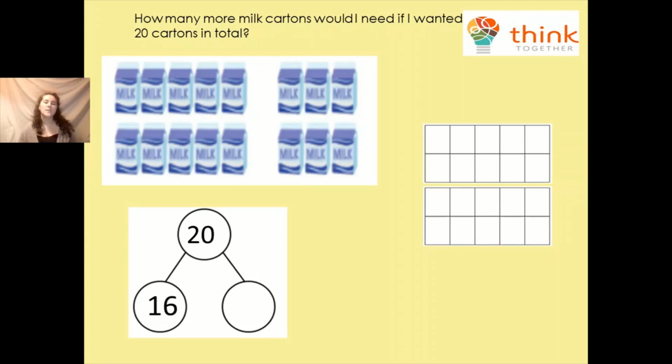Incredible. I need to count how many milk cartons I have at the moment. So you ready? Let's do that together. How many do you think there are in this group? Brilliant. There's 10. So we don't need to count them. Let's just count on. So we've got 10, 11, 12, 13, 14, 15, 16. So I know that at the moment I have 16.